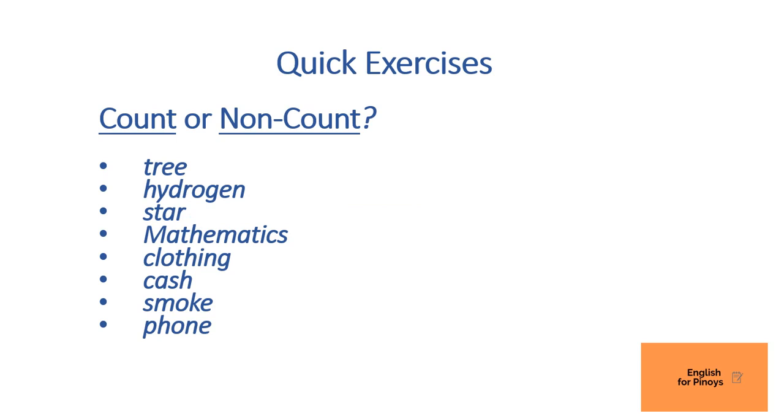Okay, another quick exercise here. Just try to determine if the following words are count or non-count. Let's start with tree. Is it count? You're correct. It's a count noun. Hydrogen. It's non-count. Star. It's count. You can say stars. Mathematics. Yes, it's non-count. Of course, clothing. It's non-count. Cash. Non-count. Yep. And then smoke. Yep. Non-count again.